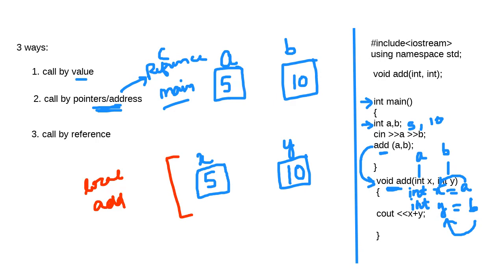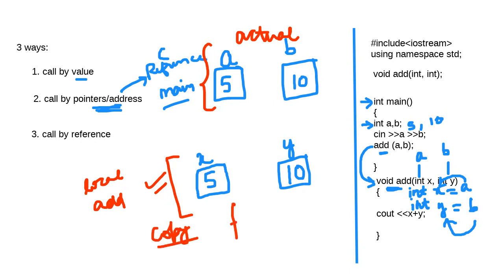Now tell me the next thing. Do these variables have any relation with the original A and B variables? क्या कोई relation है with the original variables in the main function? No, right? So these are the actual parameters A and B. But when I talk about X and Y, these are the copy, है ना? These are the new copy which are generated, and these are called the formal parameters. Exactly. This is the new copy that is generated, which has no link with the original one.